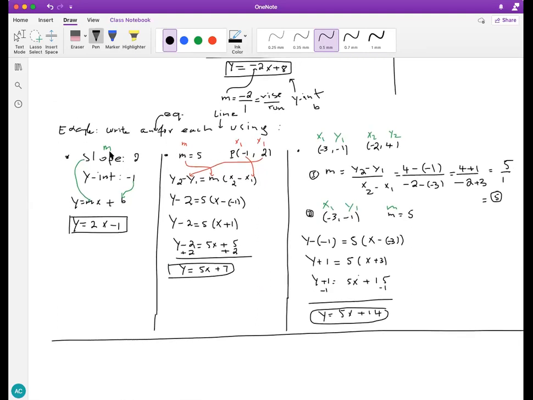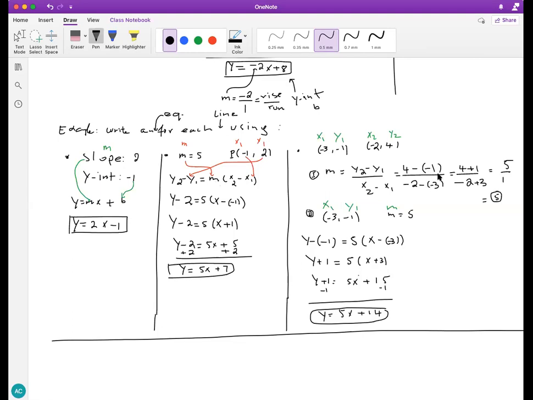So if you have slope and b, that's the easiest one. Just plug them here. If you have m but not b, just another point, so use point-slope formula. And if you have nothing, use the slope formula first to find m. Once you find m, use it with one of these points, using the point-slope formula. And you can write any equations.